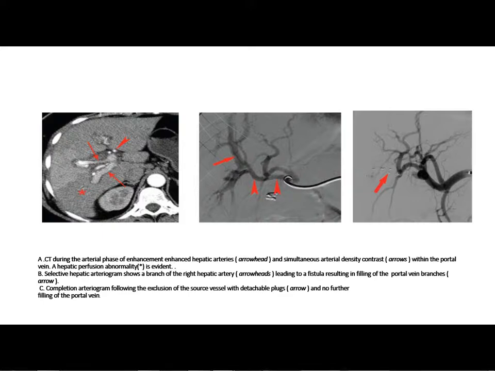Okay, so as we said, place the coil after that injection, best arterial, not venous. Okay? Yeah. Continue.